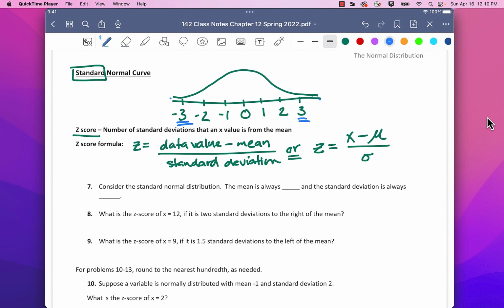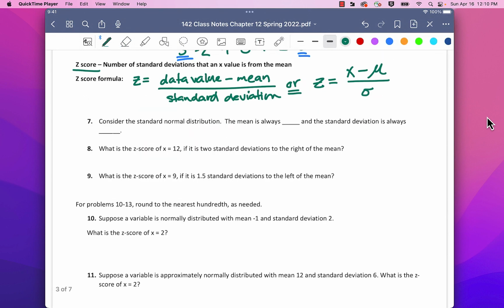So let's take a look at number 7. Consider the standard normal distribution. Using that picture we just drew up at the top, the mean is always going to be 0, and the standard deviation is always 1.